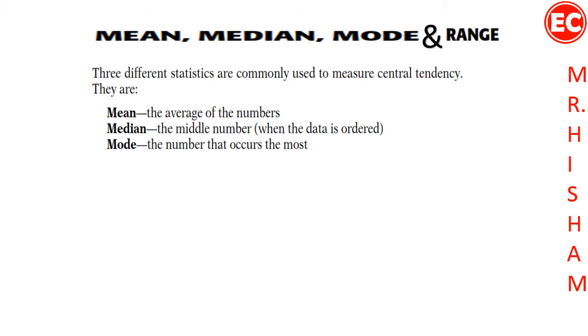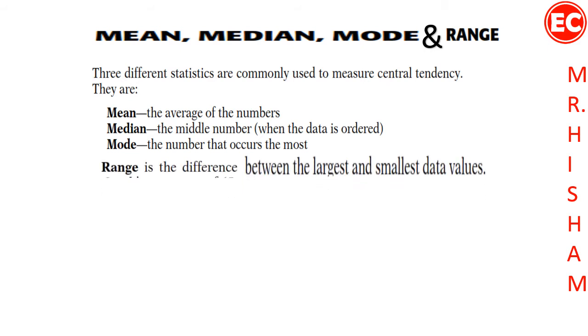Mean is the average of the numbers. Notice that the word mean and the word average are the same. Median is the middle value after ordering all of the values. Mode is the most repeated value, the number that occurs the most. Range is the difference between the greatest value and the smallest value.